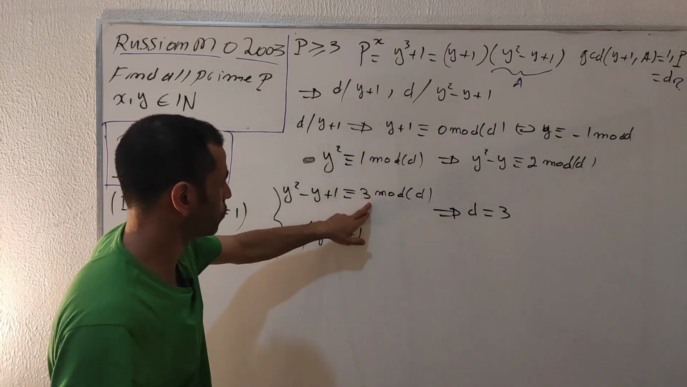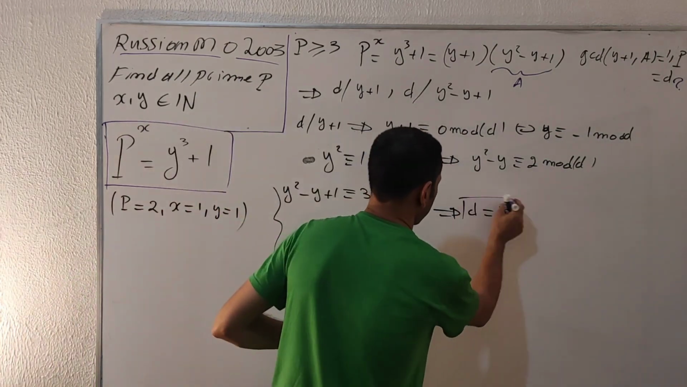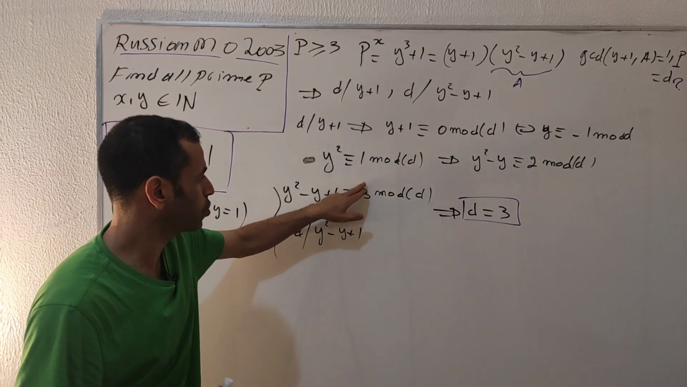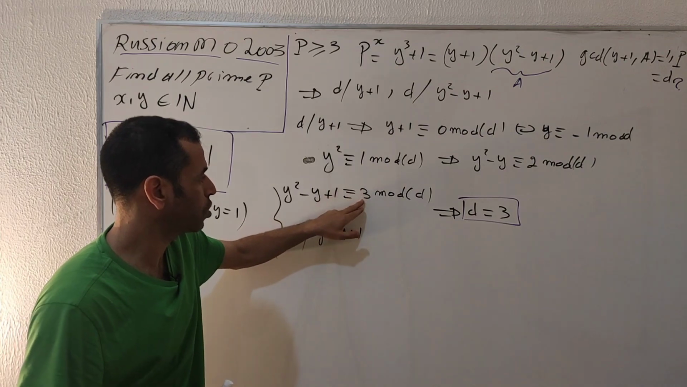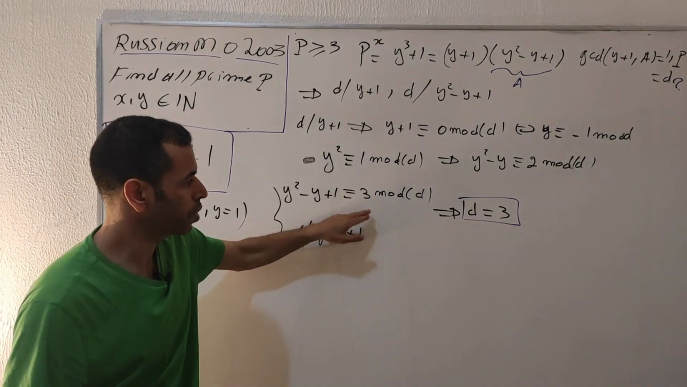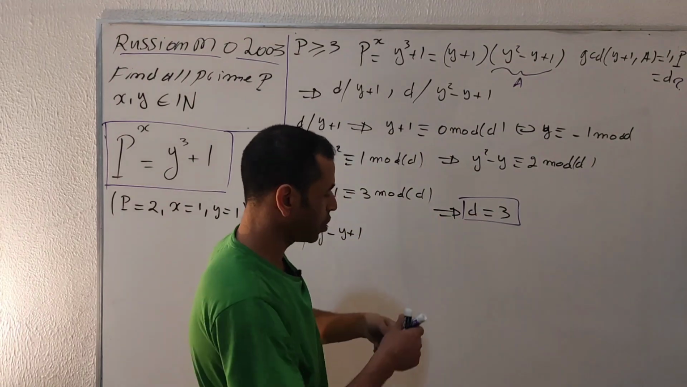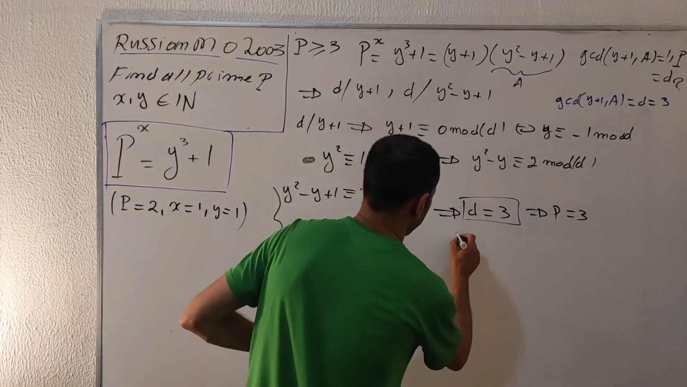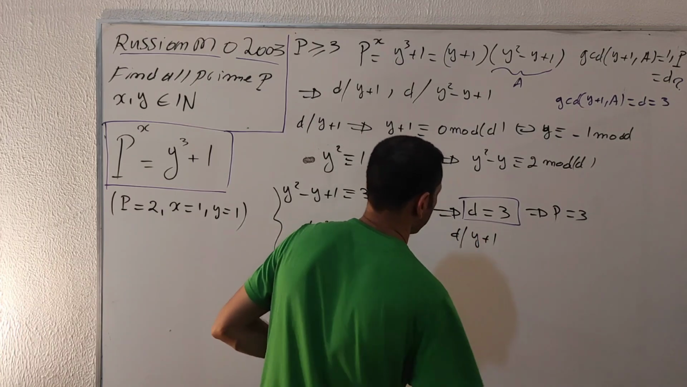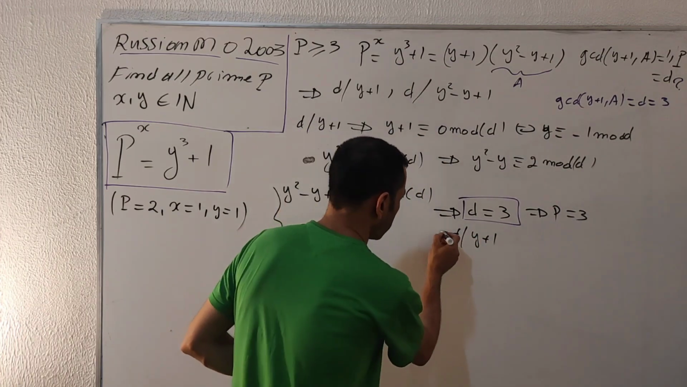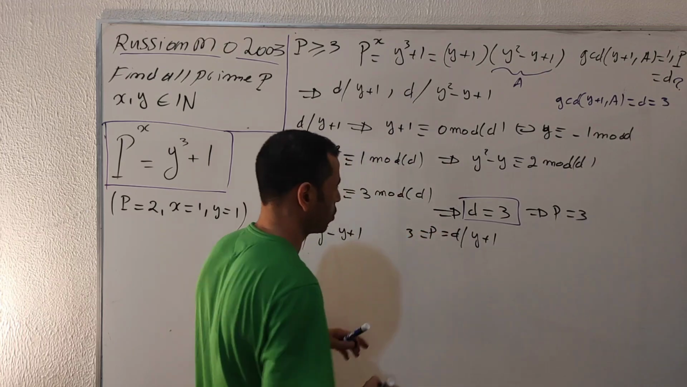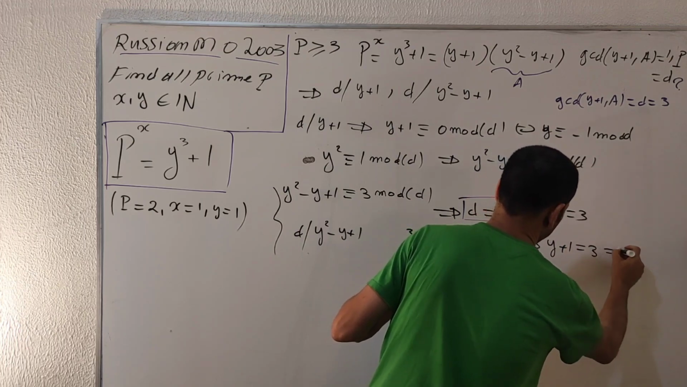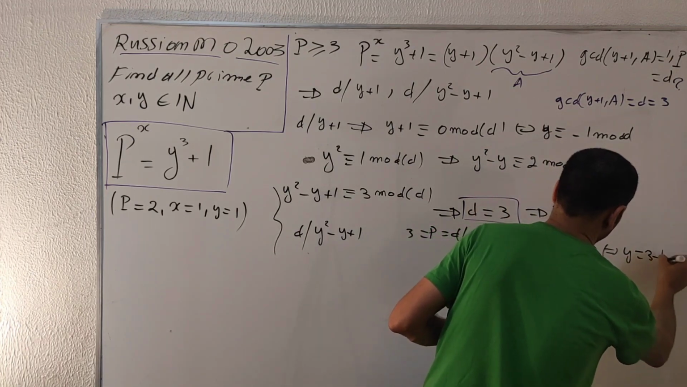If you replace D with 3, we have 3 here, which means you have a remainder of 3, which is the same as having 0 here. Which means D equals 3. Since D equals 3 and D equals p as a prime number, and since D divides y plus 1 and equals p equals 3, y plus 1 equals 3. In other words, y equals 3 minus 1 equals 2.